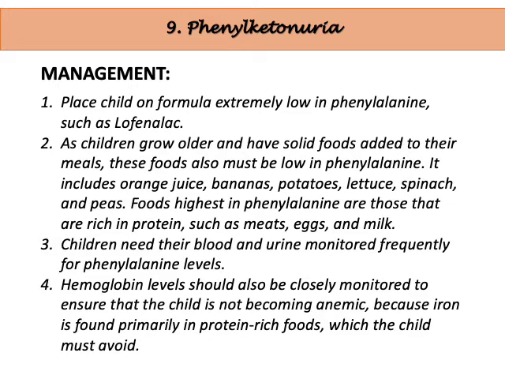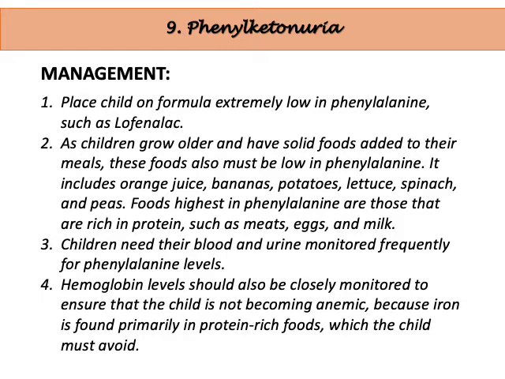Second, as the child grows older and has solid foods added to their meals, these foods also must be low in phenylalanine: orange juice, banana, potato, lettuce, spinach, and peas. The child must avoid foods high in phenylalanine, such as those rich in protein: meats, eggs, and milk. The child is advised to avoid these high phenylalanine foods indefinitely, for life.